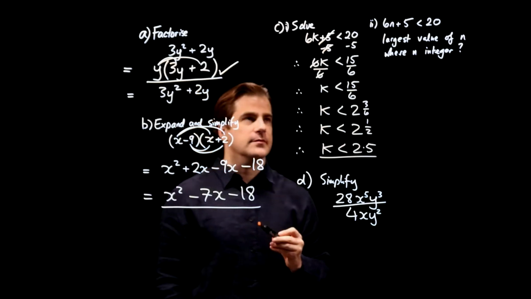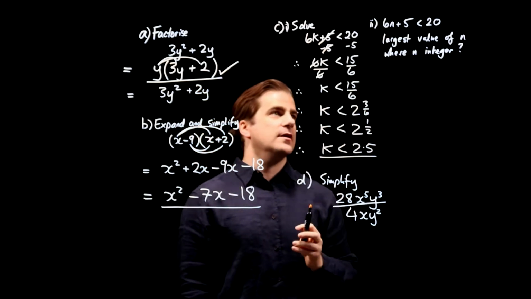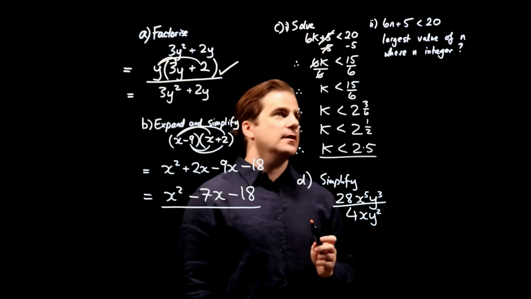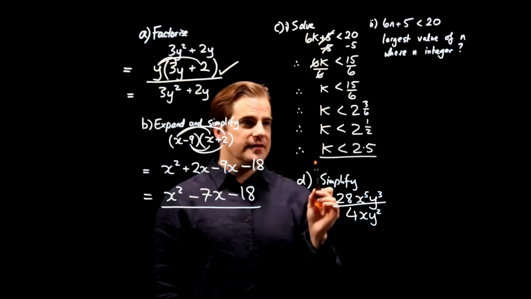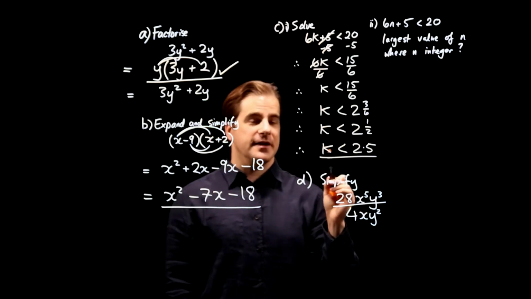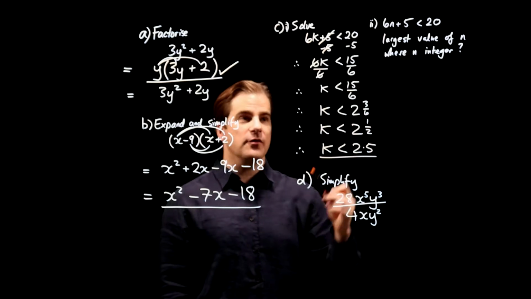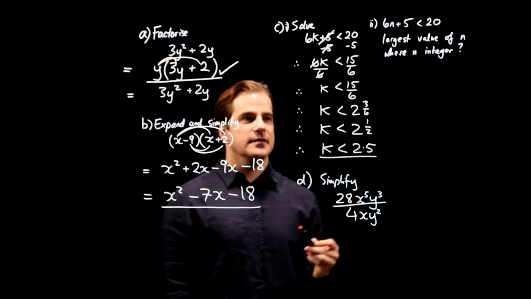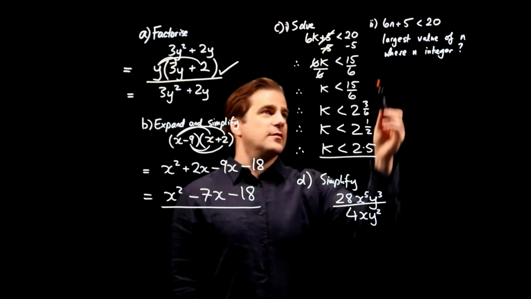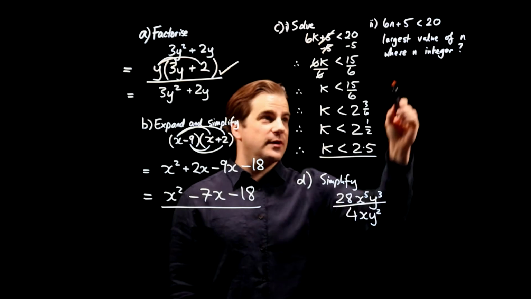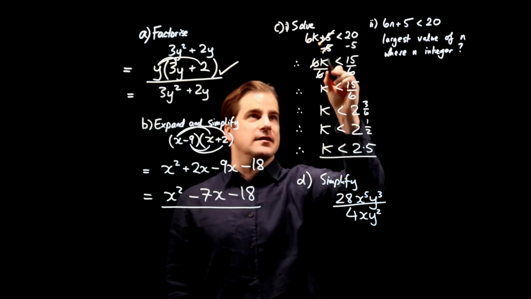Okay? Now, part 2. 6n plus 5 is less than 20. That looks suspiciously similar to this, doesn't it? Always keep an eye on, in exam questions, on the current question being similar to the previous one. They often get you to do something in the previous question which will help you in the next one. So don't go solving 6n plus 5 is less than 20 all over again when it's exactly the same as this, except it's just n instead of k.